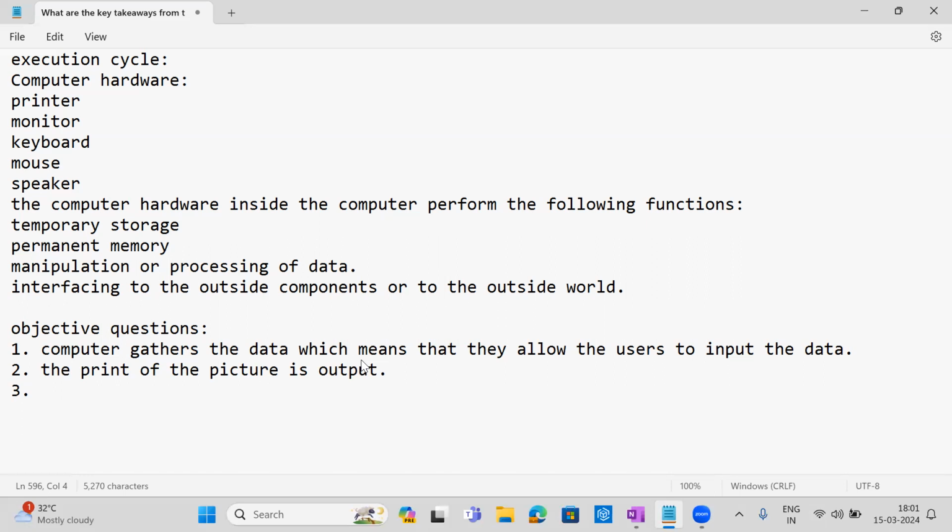Then, the part of the computer that you can physically touch. What is it? Is it hardware, device, peripheral, application, or what? It is hardware.